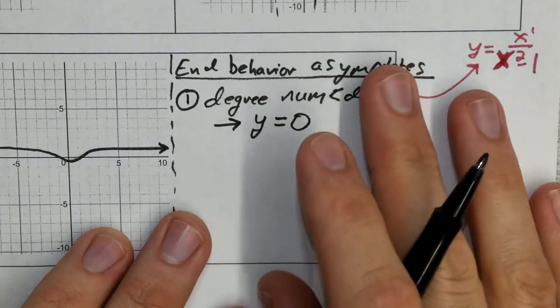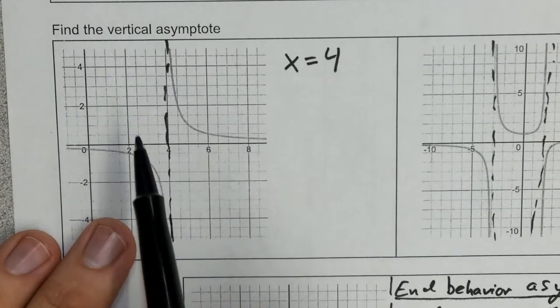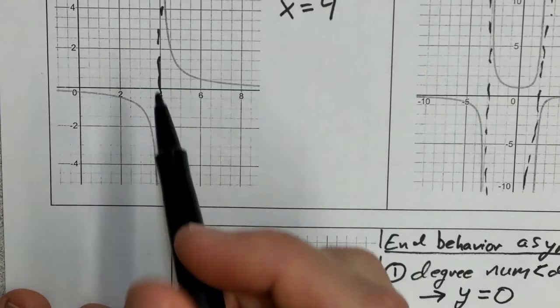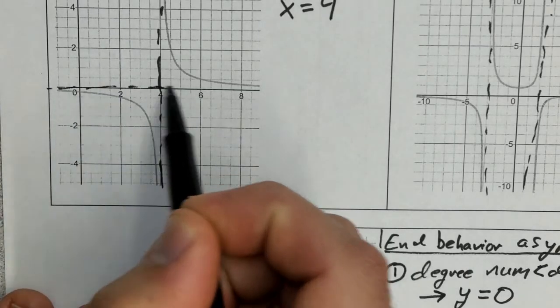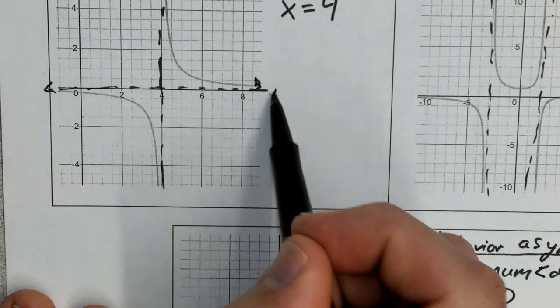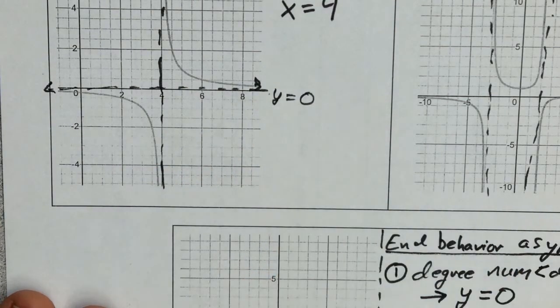Okay? We can see a situation here with this first curve, 1 over x minus 4. And in that curve, we have an end behavior asymptote. In other words, if we look at the end of the graph to the right and to the left, you can see that it flattens out to y equals 0 there.